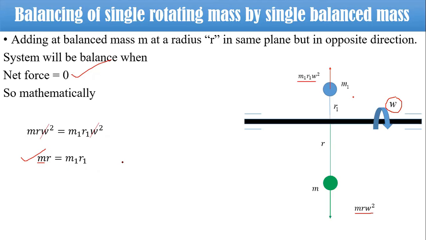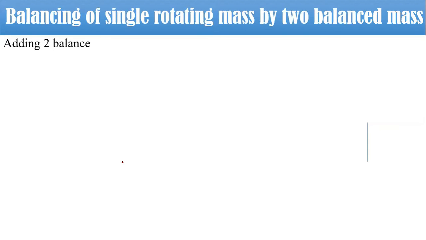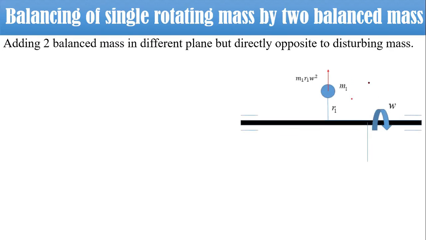Now we will go to the balancing of a single rotating mass by two different masses. Suppose we have to balance this mass by two different masses, and suppose the first mass is mb1 at the radius of rb1, and the other mass is mb2 at the radius of rb2, and these are in two different planes but directly opposite to this mass.